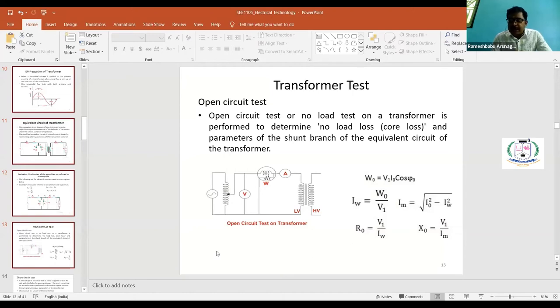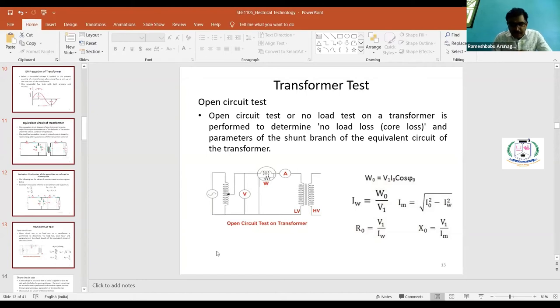Basically, a transformer has two types of losses. One is core loss or iron loss or no load loss. The other loss is copper loss. The core loss, iron loss or no load loss never varies, it is a constant one. Whenever the load varies, this no load loss never varies, but the copper loss varies with the load. When the load increases, copper loss also increases.